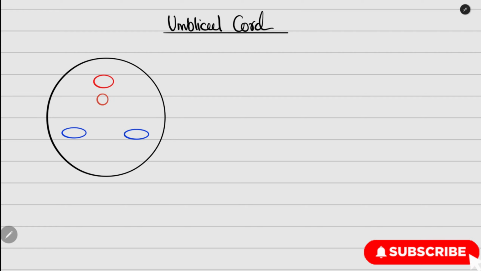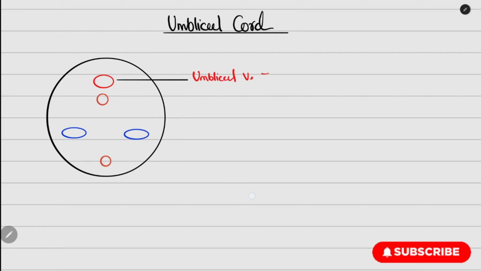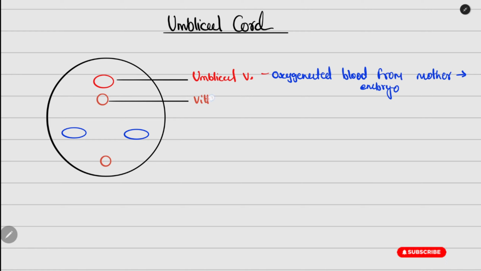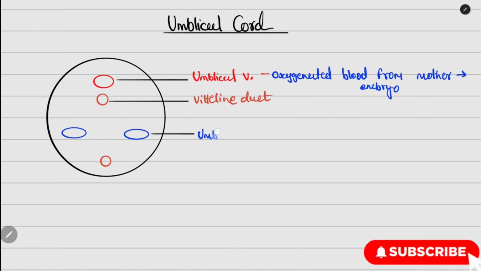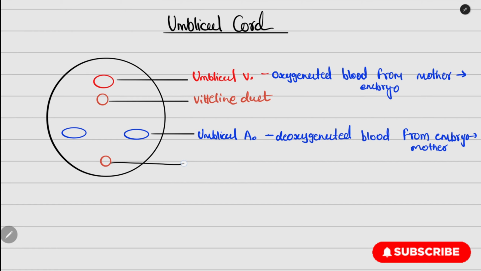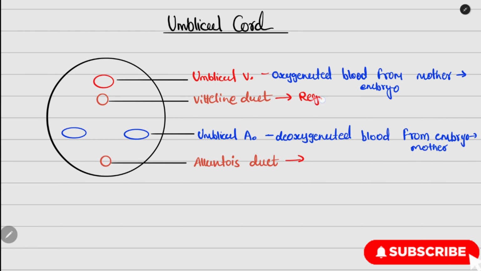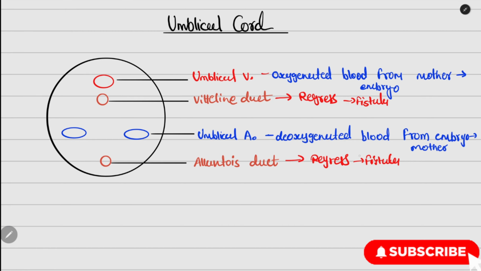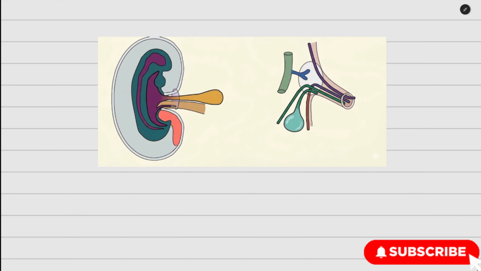We have the umbilical vein. I draw it red because it transfers oxygenated blood from the mother to the embryo. This is the Vitelline duct. And these are the two umbilical arteries, and these transfer deoxygenated blood from the embryo to the mother. And this is the Allantois duct. These both ducts regress over time. If they fail to regress, it will cause a fistula.